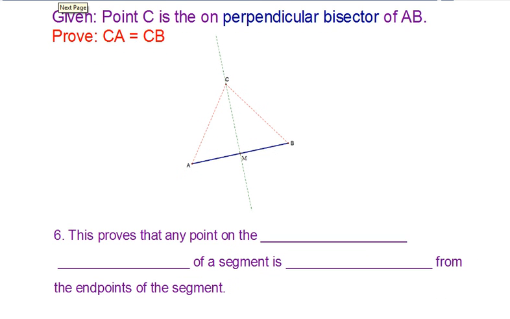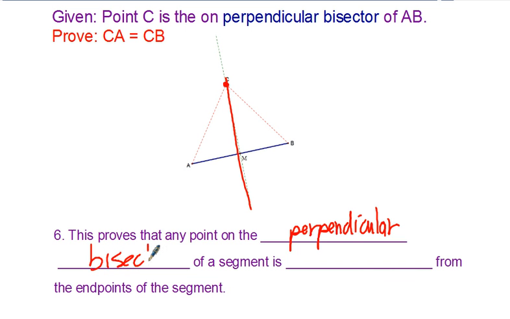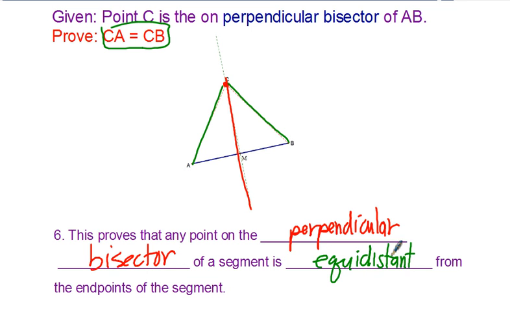Okay, so what have we just done? We have proved that every point on the perpendicular bisector of a segment, we've proved that CA equals CB, meaning that C is equidistant from the endpoints of the segment. In other words, this point here is equidistant from these points right here. That's what we've proved. Okay, now that was a lot of work.